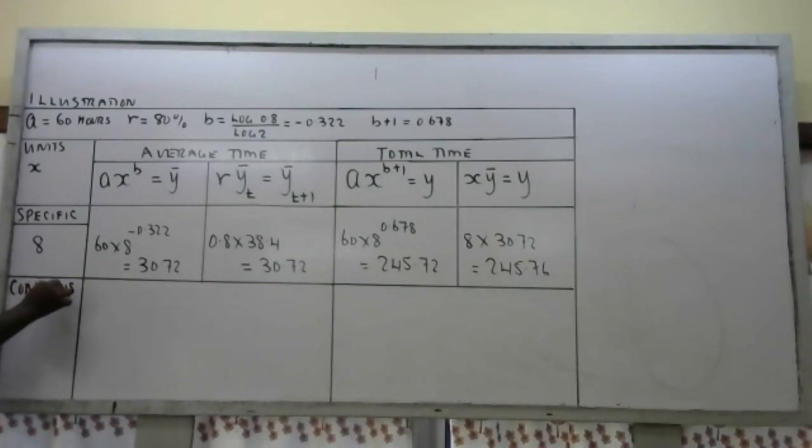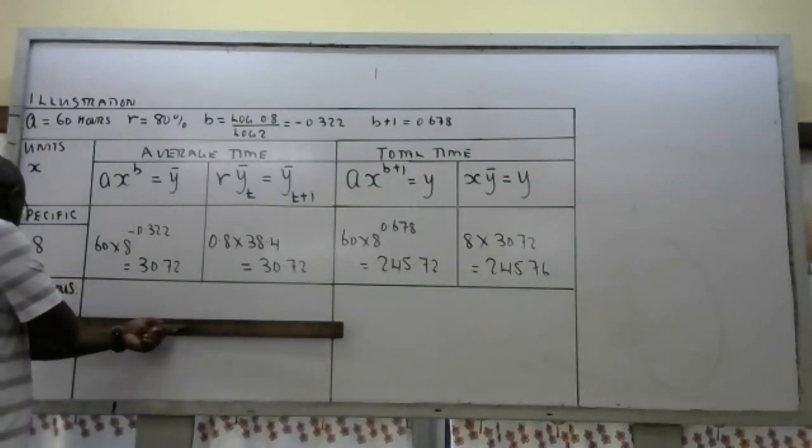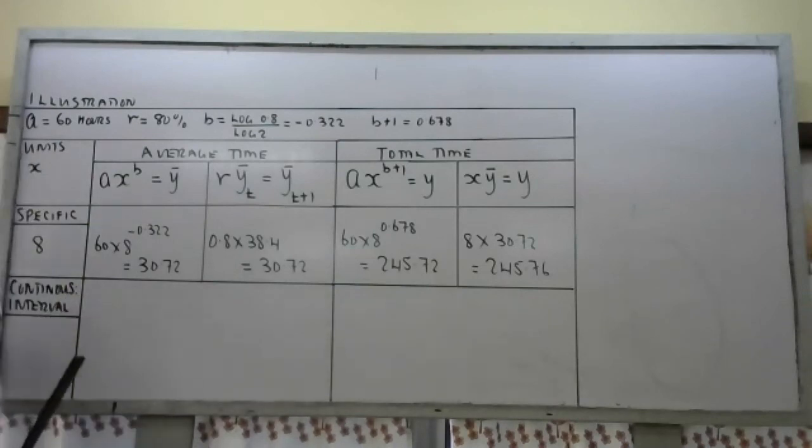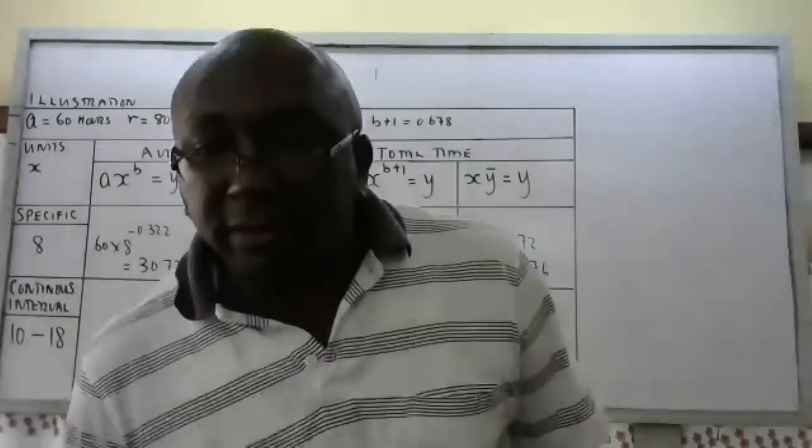Andika hivyo, we have continuous interval. Now the continuous interval is a situation where you are told to get now some units. Like if you are told to get the time of making 10 to 18 units. That's an interval. 10 to 18 units.